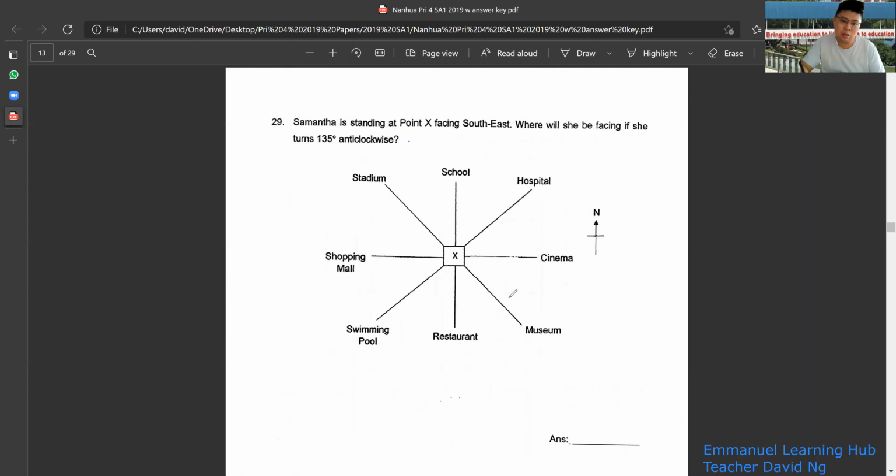Southeast. Shopping mall? No. Samantha is standing here. Swimming pool? No. Southeast is museum? Yeah, the campus is here. Southeast is this direction. Then school. Yes, the answer is school. Okay? 135 degrees anti-clockwise, so she'll face school eventually. Okay?